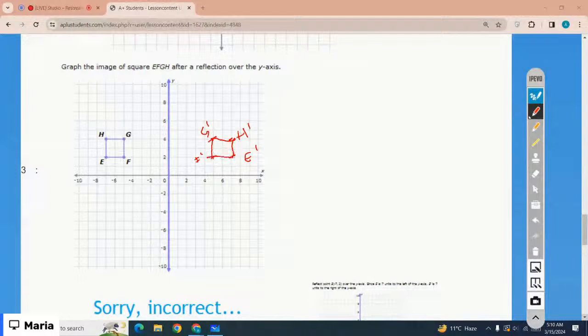So this is the reflected image of the square EFGH, right? That is the reflection over the y-axis, right? You have to see how many points the square is on the left side of the y-axis. You have to move the same distance on the right hand side, right? So that is E dash, F dash, G dash, and H dash over the y-axis. Got it?